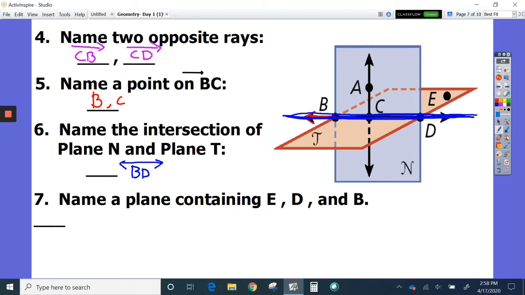Now the last one says, name a plane that contains the points E, D, and B. So let's look for them. Let's say E is over here, D is over here, and B is over here. All these 3 points are in the horizontal plane, right? B and D could be in the vertical plane as well, but E is definitely not in the vertical plane. So this would be our plane, which is stylized as T. You could also call this plane EDB if you wanted, or any combination of those 3 letters.